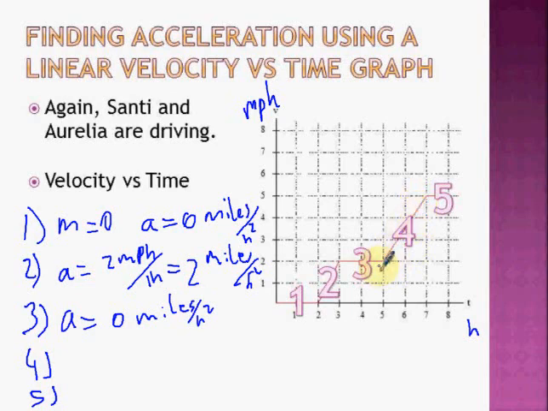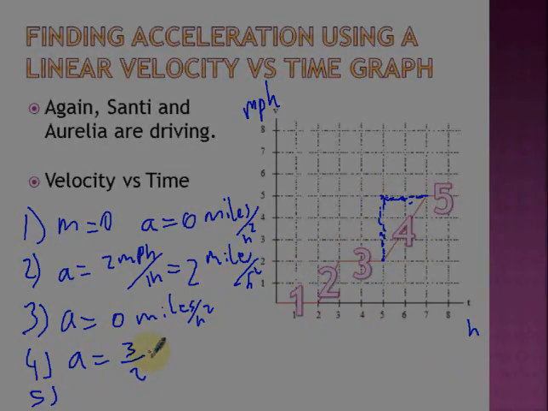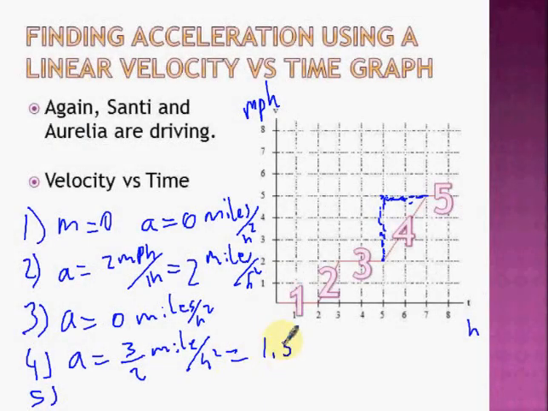And for number 4, we're going up by 3, and we're going to the right 2. So our slope for number 4 would be rise, which is 3, over 2 run, miles per hour squared, which eventually is 1.5 miles per hour squared.